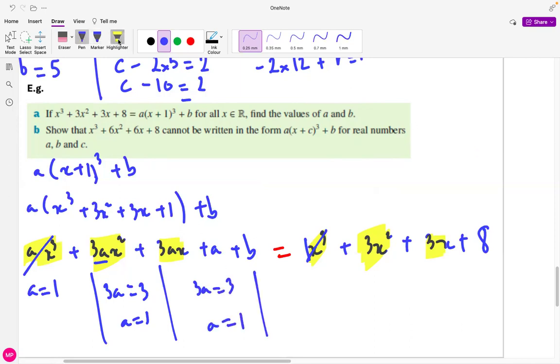Okay. And the last one is a plus b equals 8 as the constant. So what do I have? a plus b equals 8. a equals 1, so 1 plus b equals 8, b equals 7.